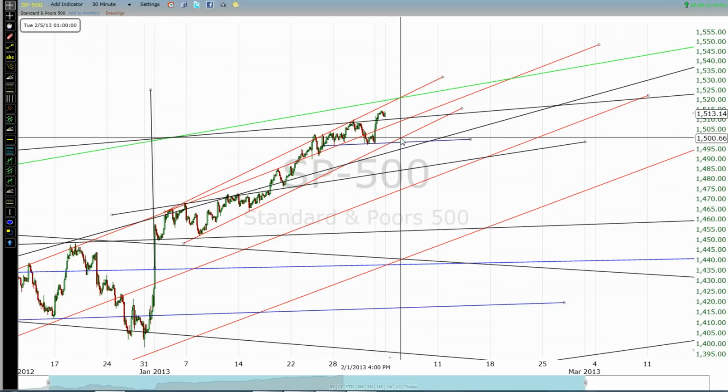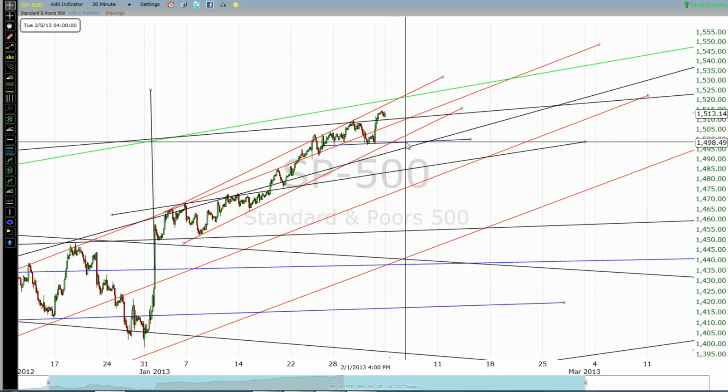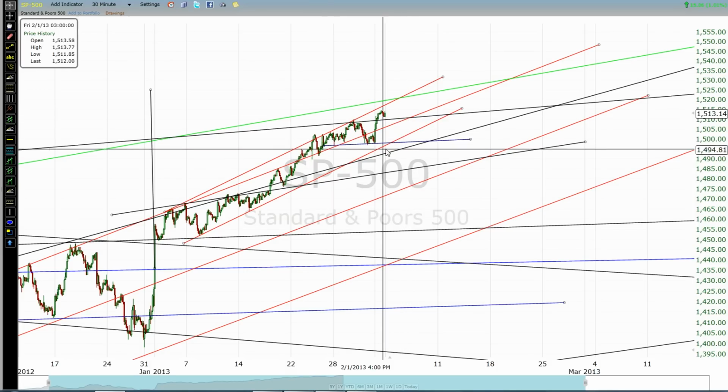If we were to break down in tonight's trade, a break of that 1500 area, and probably a break of this blue neckline that we've got here. This is just a potential left shoulder.